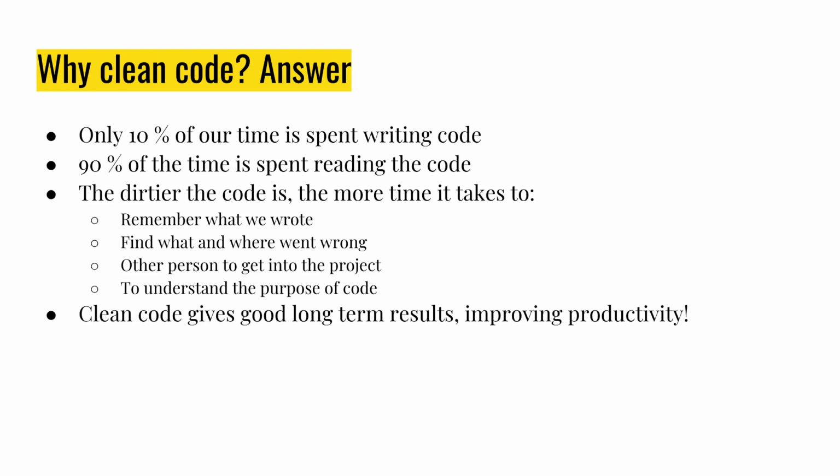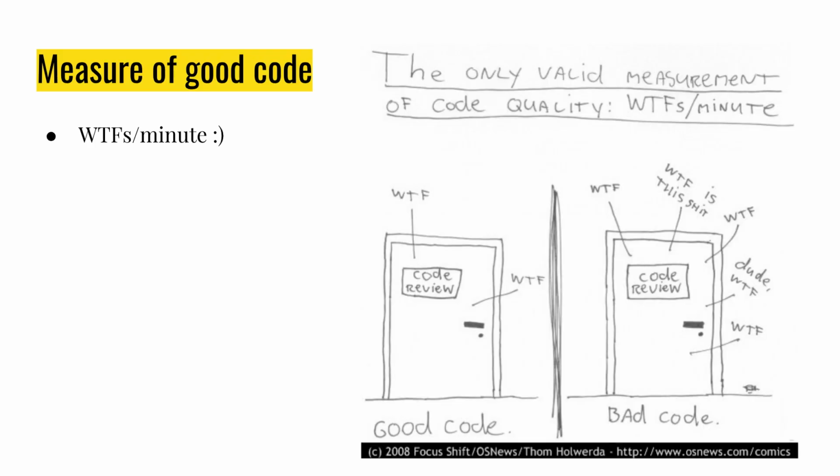So clean code gives good long-term results because it improves our productivity, because we no longer need to spend unnecessarily a lot of time reading code. Instead, we can spend a bit more time writing code to make it more expressive and readable. And sometimes when your boss or colleague or team lead asks you how good is your code, or how much effort did you put in, you say, I wrote thousands of lines of code, and that measurement is quite bad, as it doesn't really say anything, especially about the code quality.